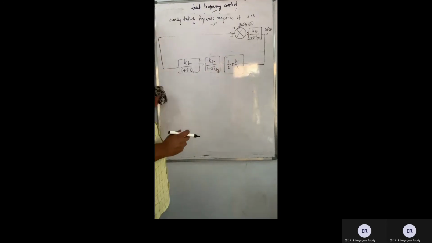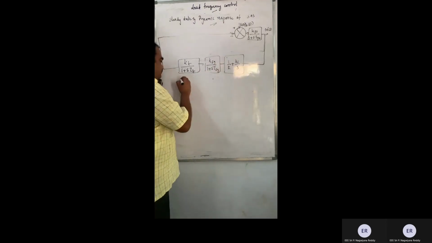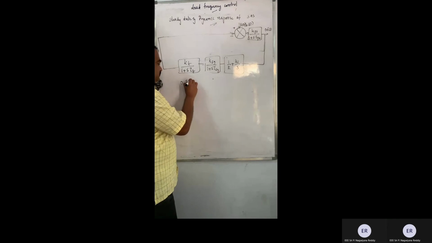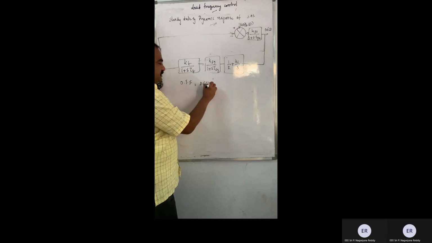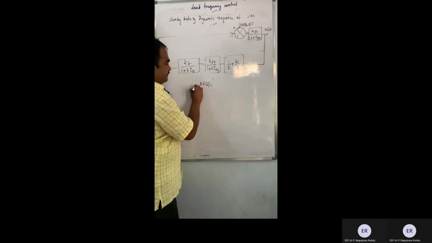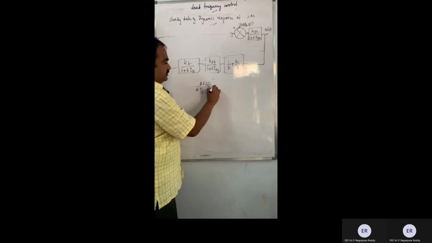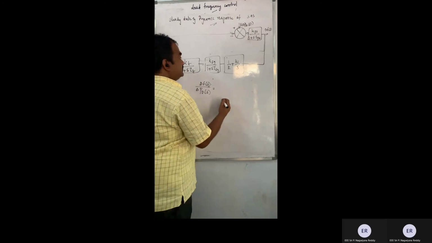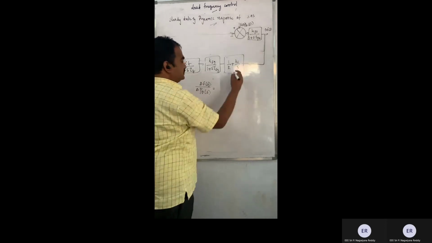So what is the overall transfer function type? The overall transfer function of this one is delta F of S by delta PD of S. So what is the overall transfer function? G by 1 plus GH, isn't it? Where is G? This is G.